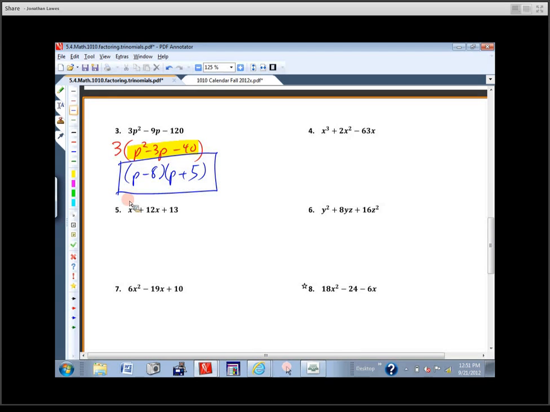What is the last rule in factoring? Make sure you include all the terms. Factor completely and make sure you include all the terms. You don't want to forget that 3. That was part of the original problem. Getting really good at that today.